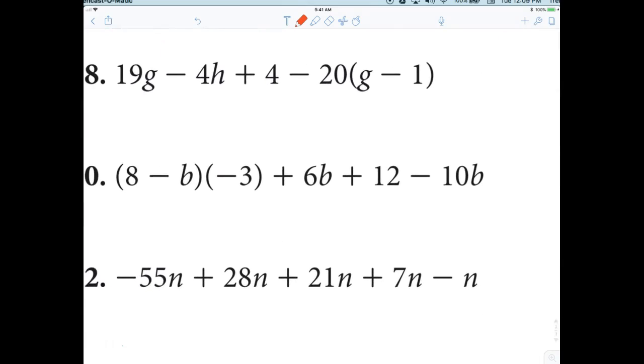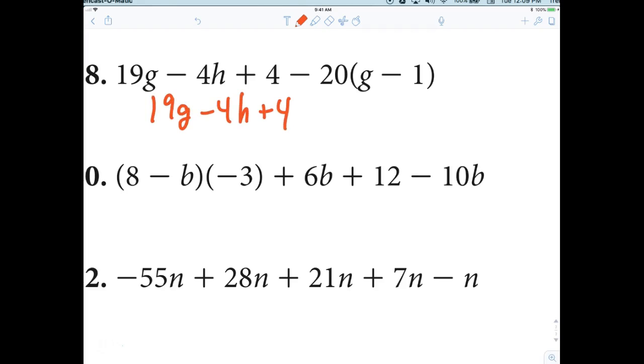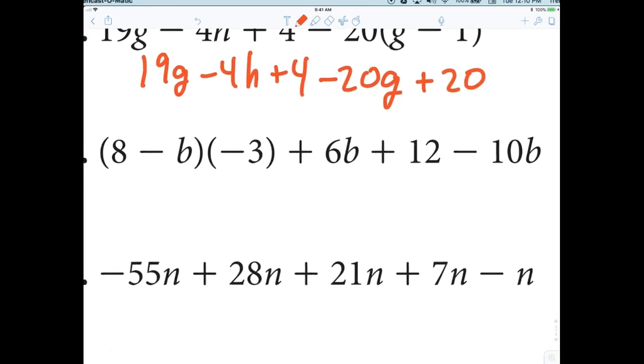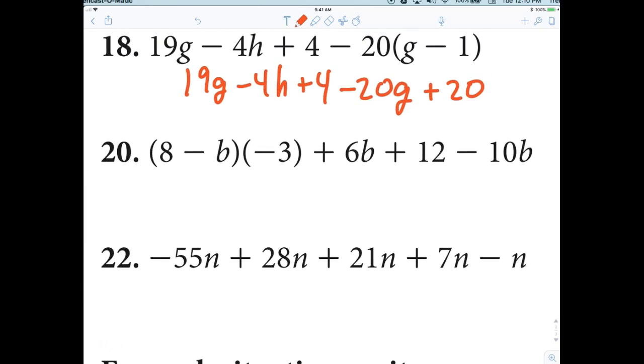Abby, I'm on 18, girl. What do I have to do? Yep, so I'm going to write down on my paper 19g minus 4h plus 4, and then what? And then, yes, ma'am, good. And then wait, no. What type of 20? Pause. Yes, ma'am, good job. Good job correcting last night. All right, so that's plus 20, do you agree? Now combine things that are alike. Now we try to go in alphabetical order. So you combine the g's first. So what do I have?